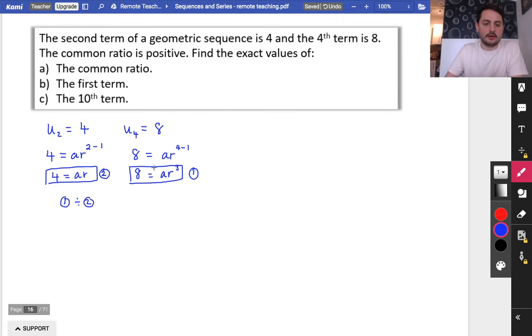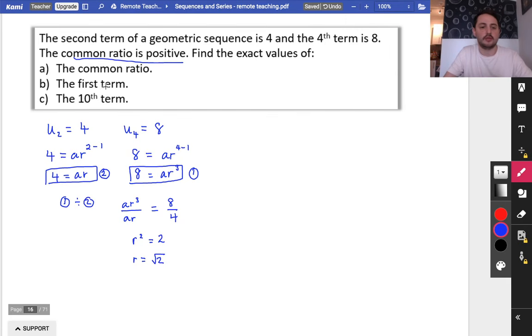So if I do ar cubed divided by ar, in fact I'm just going to write it out, we have ar cubed divided by ar, not ar squared, sorry, ar, that is equal to number 2 divided by number 1. So the a's will cancel, and you have r cubed divided by r, so we get r squared. And 8 divided by 4 is just 2. So r is the square root of 2, but it could be plus or minus. However, they told you that the common ratio is positive, so we're just going to take the square root of 2.